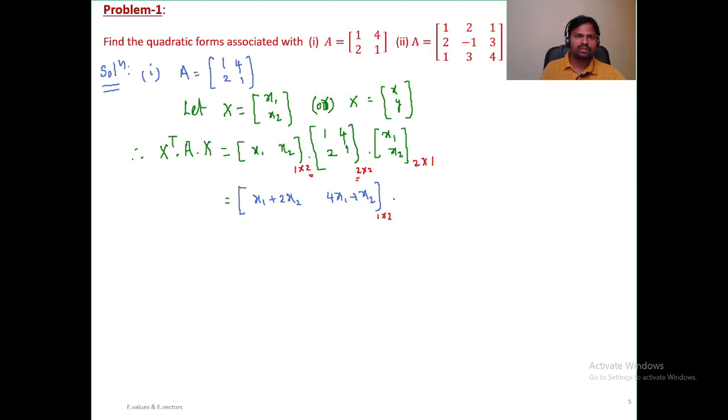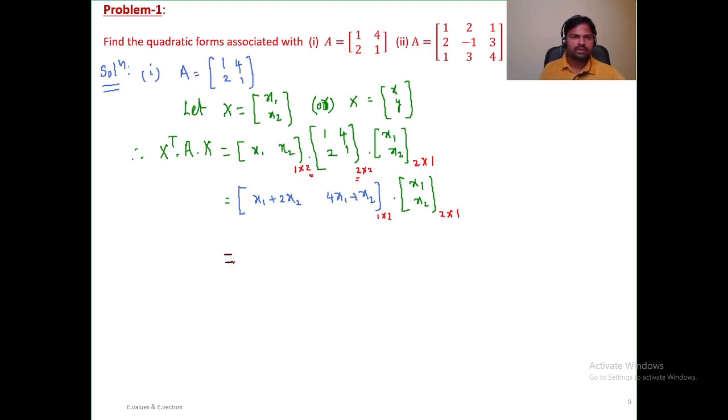Next, we are left with this one, right? x1, x2 is not over. Now we have to multiply with this column matrix. Now let us multiply. So this is 1 by 2 and this is 2 by 1, right? Now the resultant matrix order should be 1 by 1. 1 by 1 means only one expression. Let us write that.